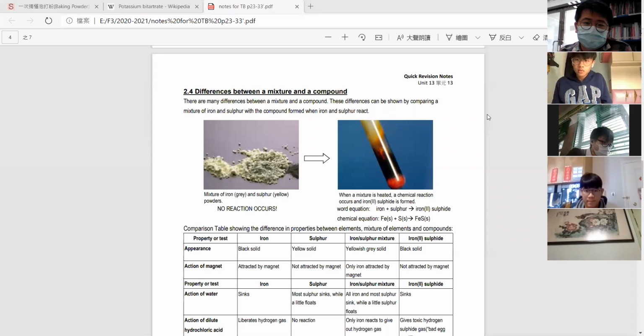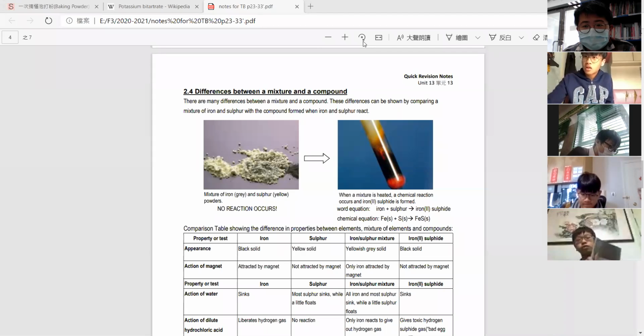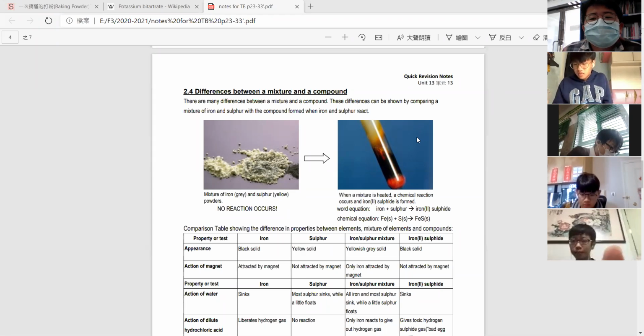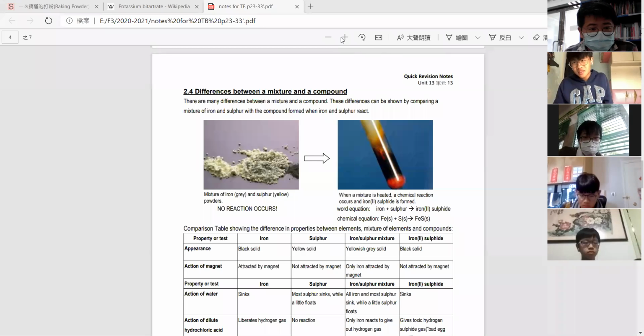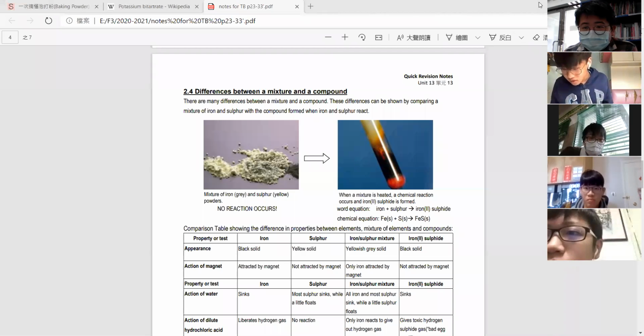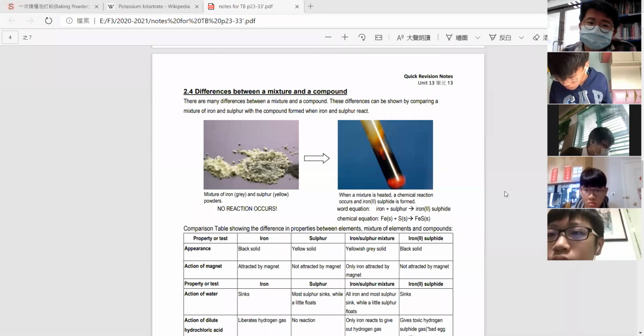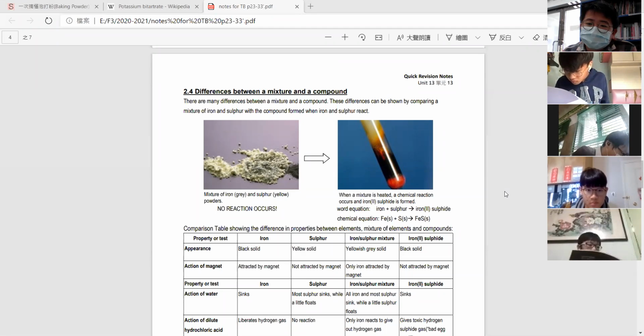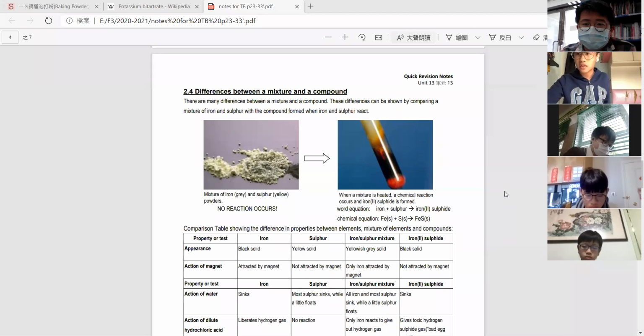So what is the example? The heat. Yes, by heat. Heating what? I don't remember it. You don't remember it, but can you see the screen? Yes. The iron, sulfur. Iron powder and what is the other one? We call it sulfur. Sulfur, yes. Okay, so remember.